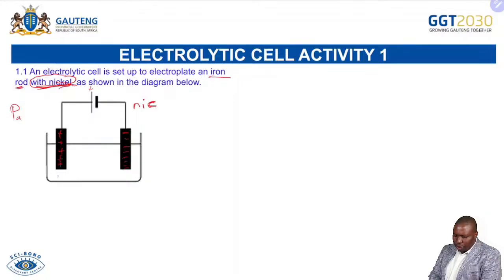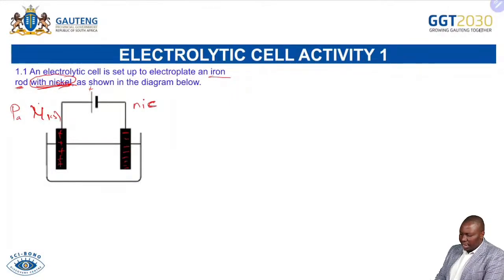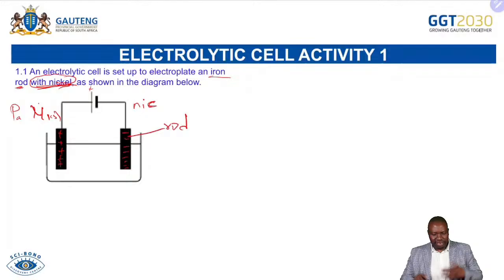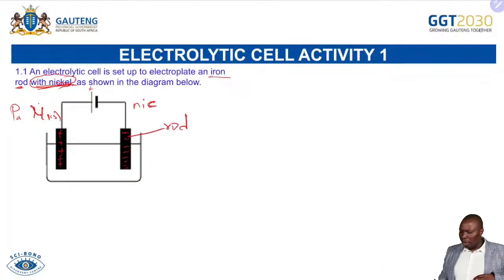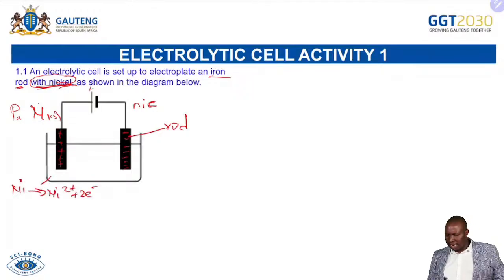So our anode is nickel. This is clear. We have nickel here as our electrode. On the cathode, this is our iron rod. But I won't even call it iron rod, I'll just call it rod so that you don't get confused. It is just a rod that needs to be electroplated with nickel. Definitely at the anode, we lose electrons. So from the anode side, we have nickel. Definitely nickel must lose electrons. Nickel loses electrons at the anode. What happens at the cathode?